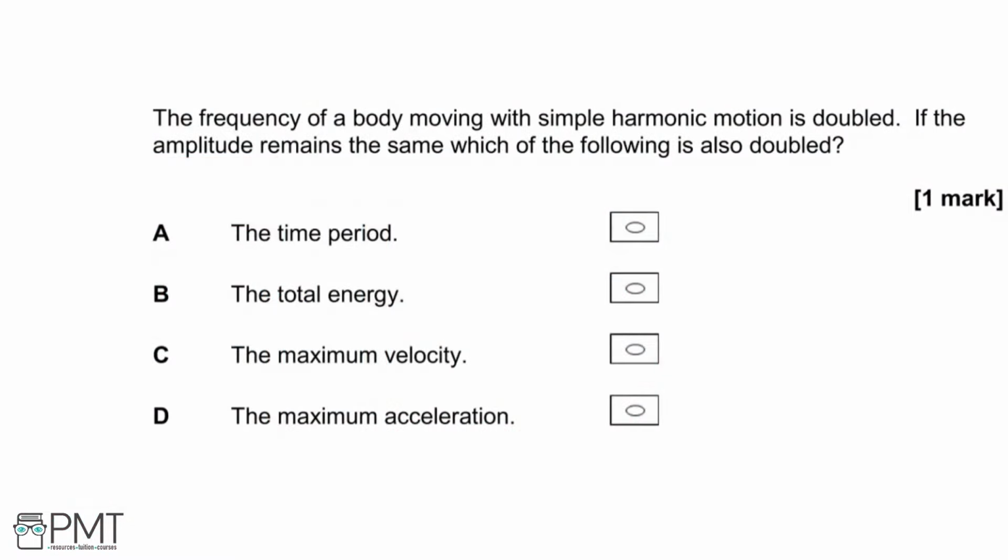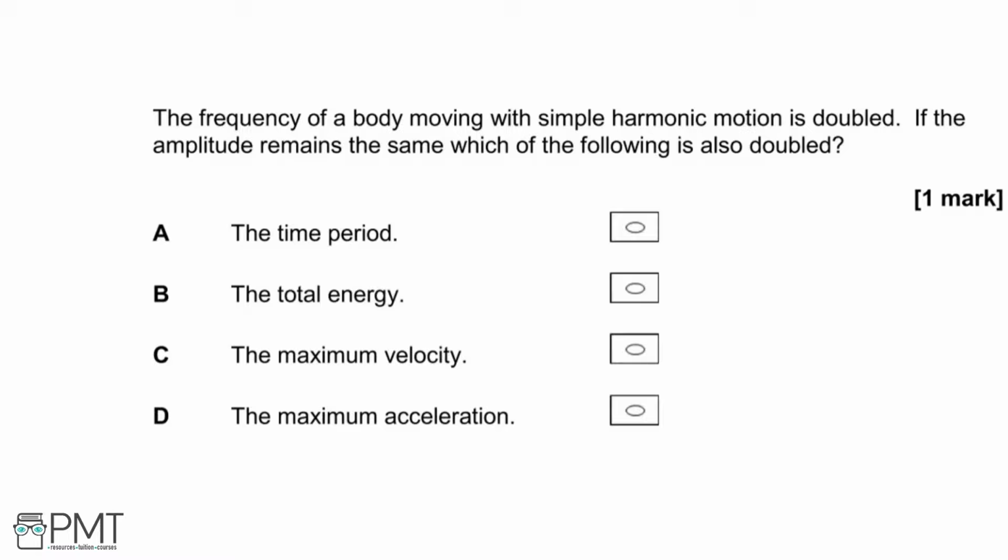The frequency of a body moving with simple harmonic motion is doubled. If the amplitude remains the same, which of the following is also doubled? Now we've got four values here, some of which are going to relate to the amplitude and the frequency of the oscillating body. We just need to find which one is proportional and therefore will double alongside the frequency.